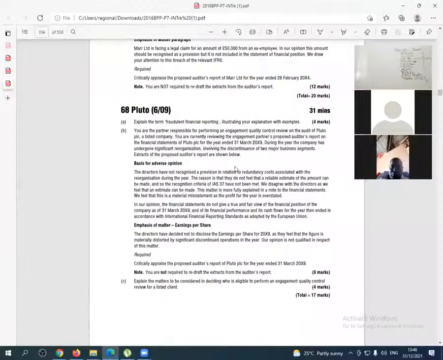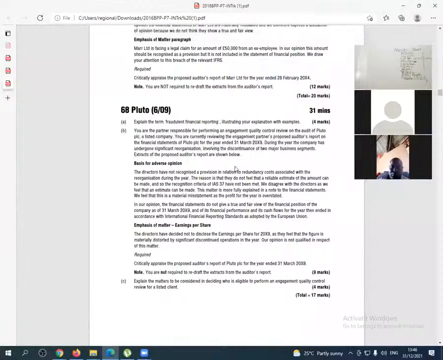Right. Now, you can see here: explain the term fraudulent financial reporting, illustrating your explanation with examples. How many marks are they giving me? I must always be guided by marks. 4 marks, it means I give them two concrete points and elaborate on them.